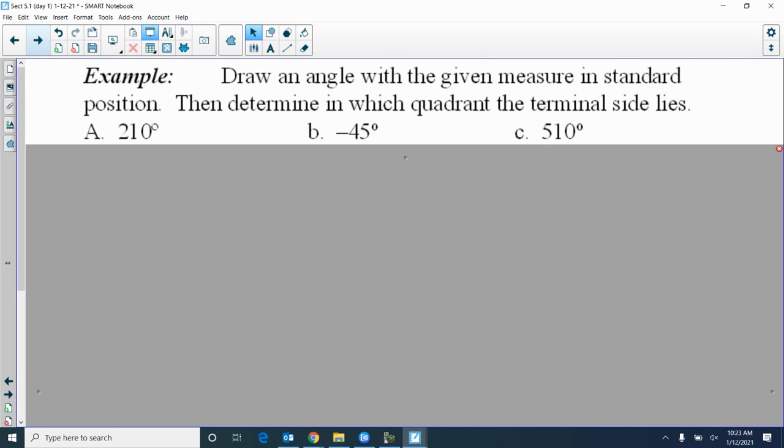For this case here, it says draw an angle with the given measure in standard position. That means the initial side is the x-axis. Then determine in which quadrant the terminal side lies. All right, draw those three. See what you come up with.